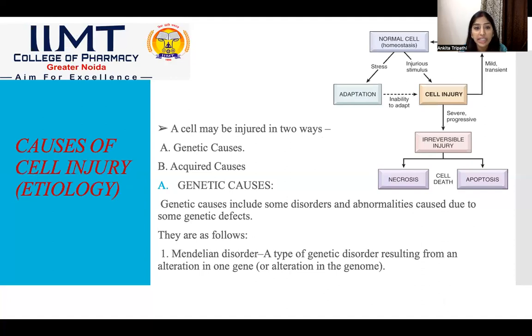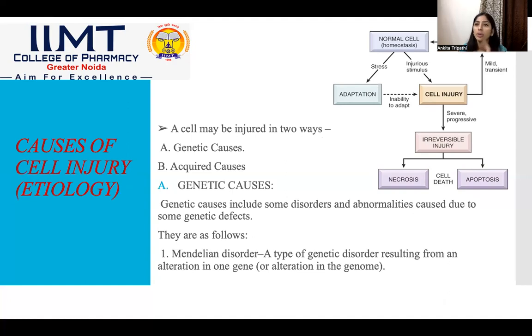Coming to the causes of cell injury, generally the causes are classified in two forms. One is genetic cause, which we get by birth, and the other is acquired cause, which we get after birth. That is the cause of cell injury.